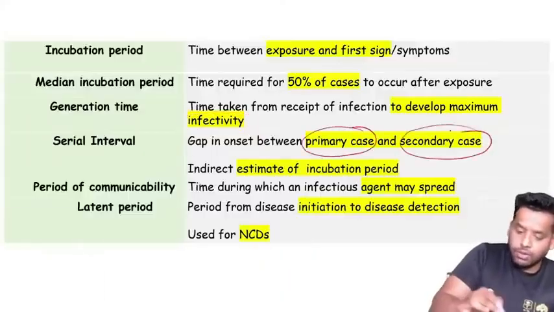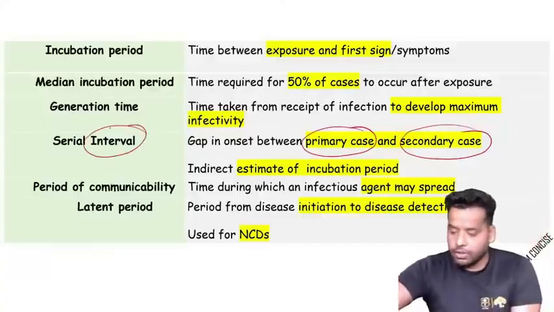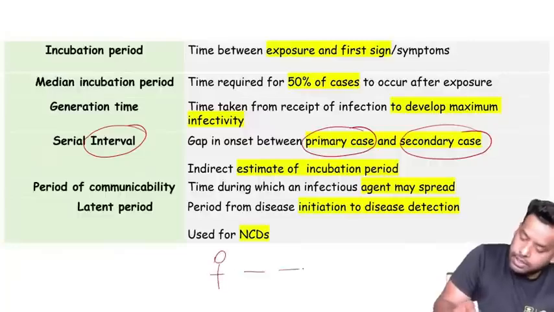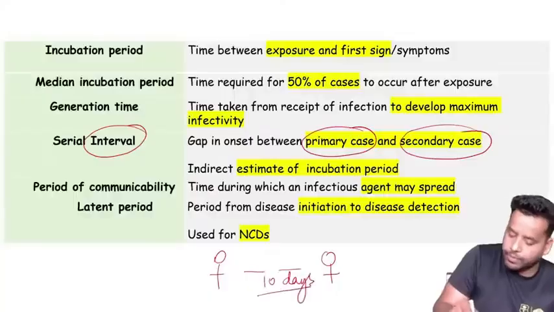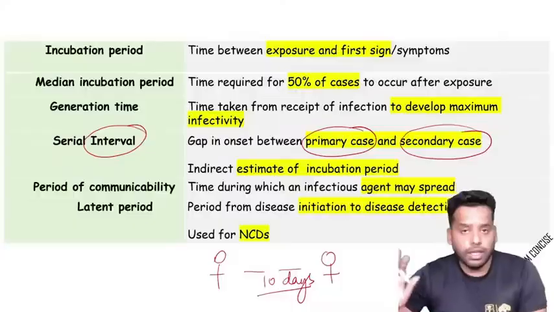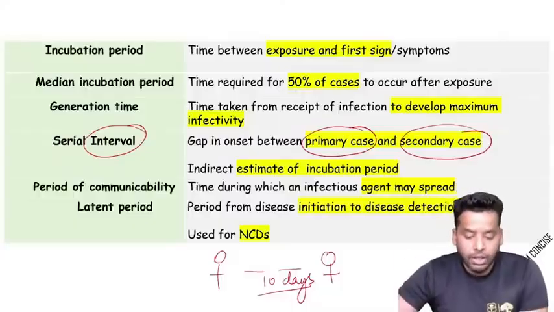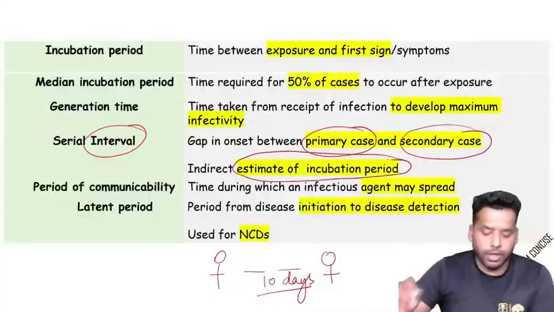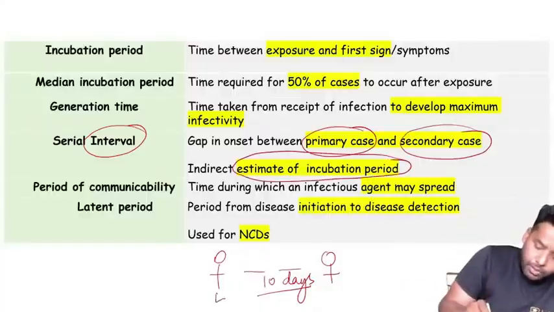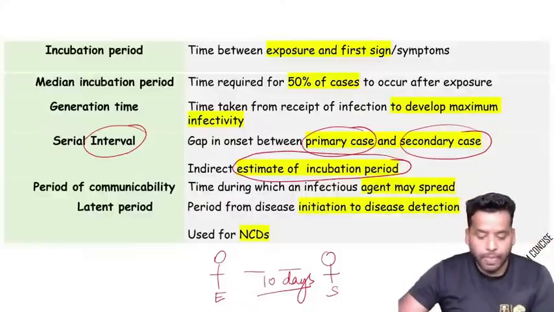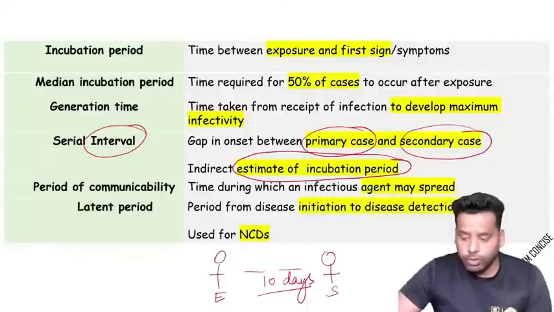What is that interval? What is that gap called as? Answer my next question. Primary case, after 10 days, there is a secondary case in the family. What is that gap called as? Serial interval. Serial interval is nothing but the incubation period of a disease. Always keep in mind, the primary case will be the exposure, the secondary case will develop signs and symptoms. This is an indirect estimate of incubation period.